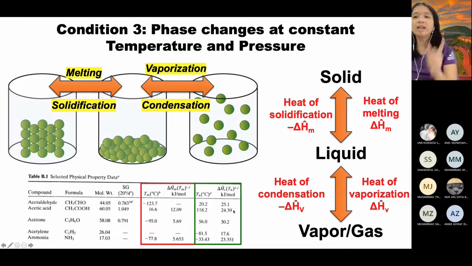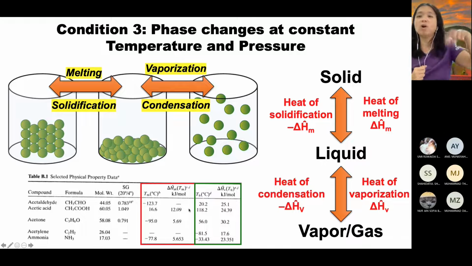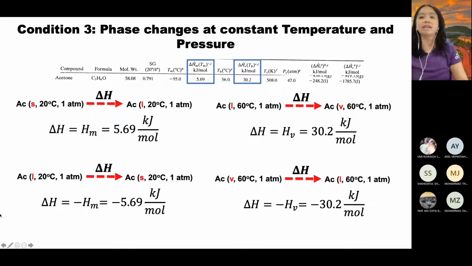Kamu just negatifkan nilai itu kalau dia punya the process is the opposite of it. Okay, so that's to explain to you how kita nak kira enthalpy for the change of phase. But don't forget, in order for you to change the phase, you have to first bring to either melting point or boiling point. You cannot simply change the phase without bringing them first to the melting point or the boiling point.